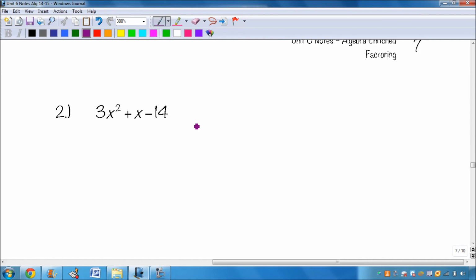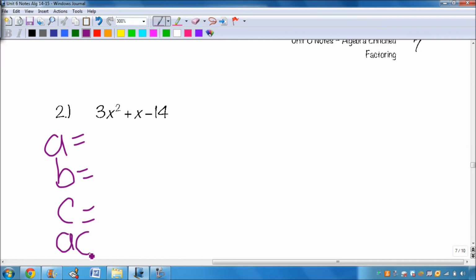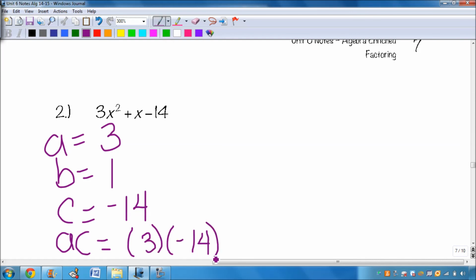The first thing that I want you to do is to please identify a, b, and c, and then find out what the product AC is going to be. So figure out what A is, B is, and C is, and then what AC is going to be. Go ahead. Okay, so you should get that A is 3, B is 1, C is negative 14, and the product AC is 3 times negative 14, which is negative 42.